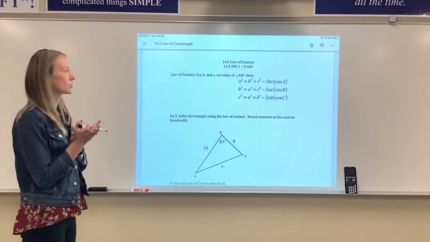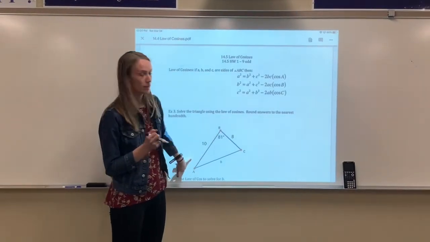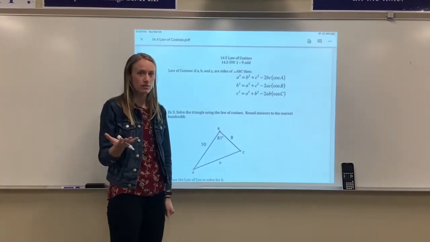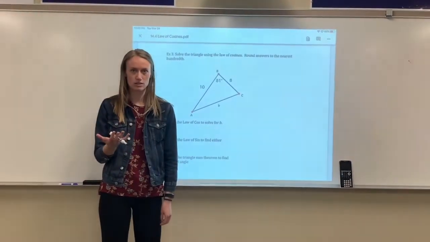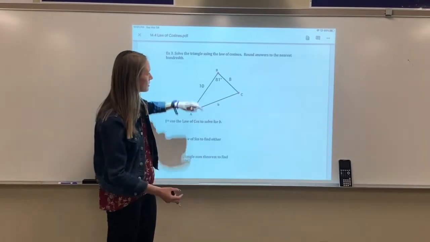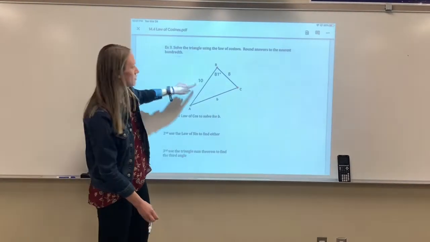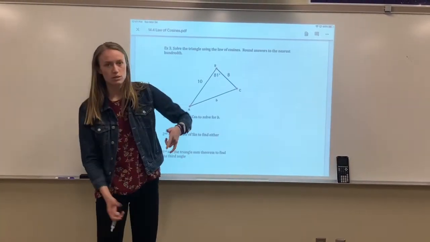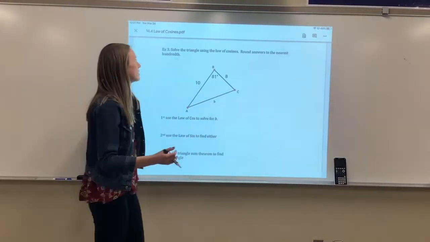14.4 is called Law of Cosines, where we're given a triangle that looks similar to the law of sines triangle, so we don't have a right triangle, and we're looking for missing sides and angles, but we don't have an angle and an opposite side. So in this example, we are given one angle, but we're looking for the opposite side of B, and we're given two side lengths, but we don't have those opposite angles, so we can't use law of sines here.